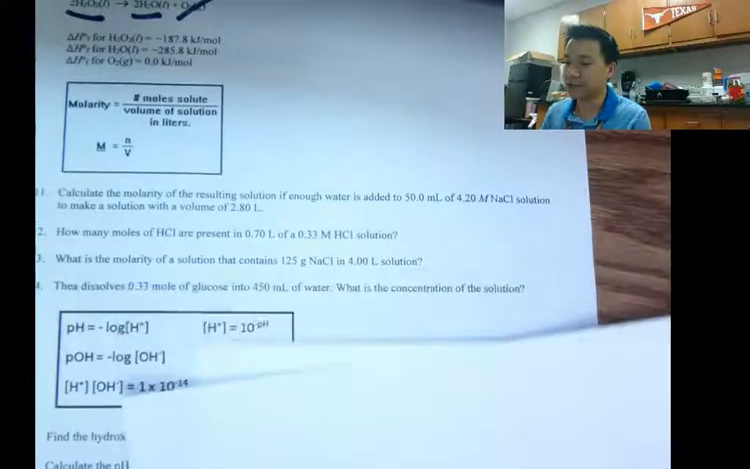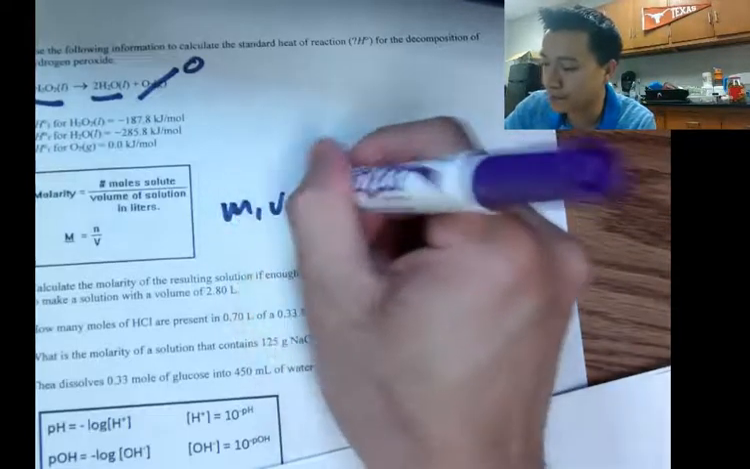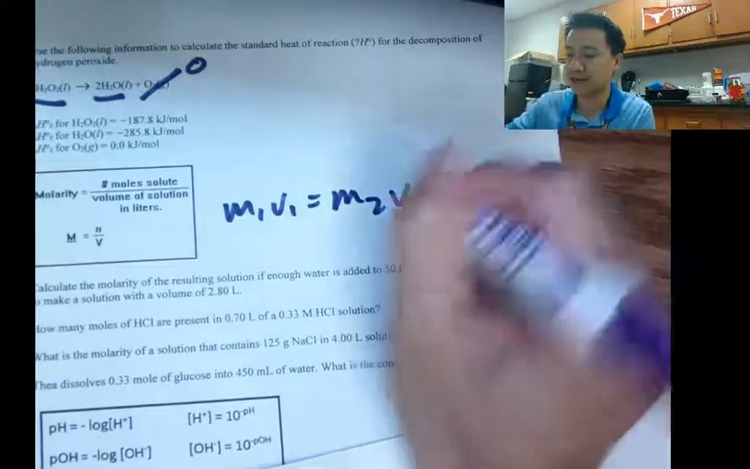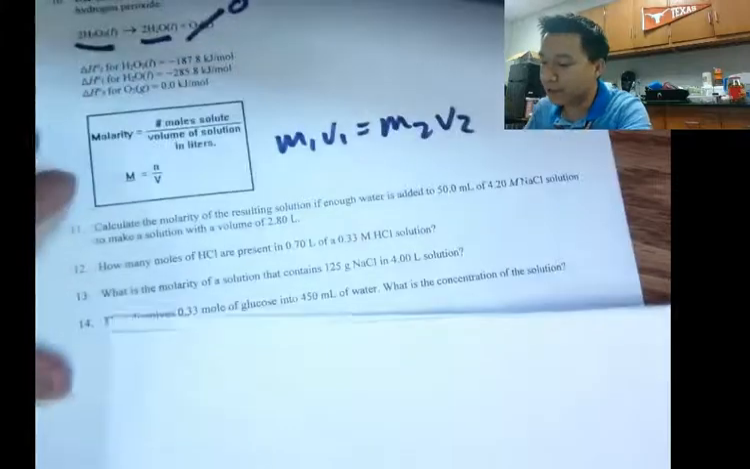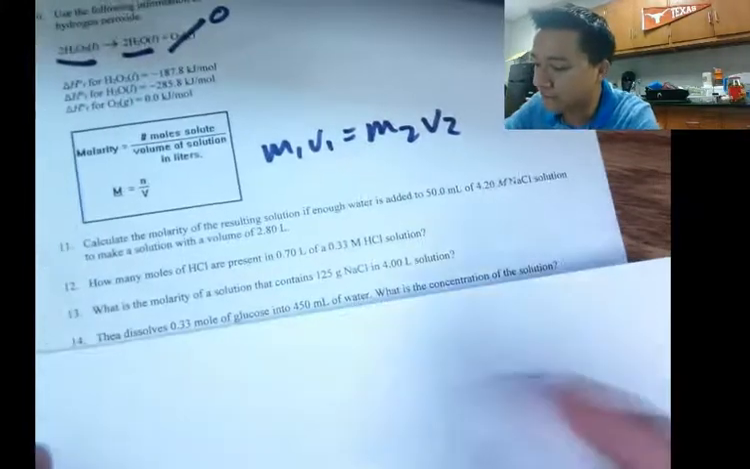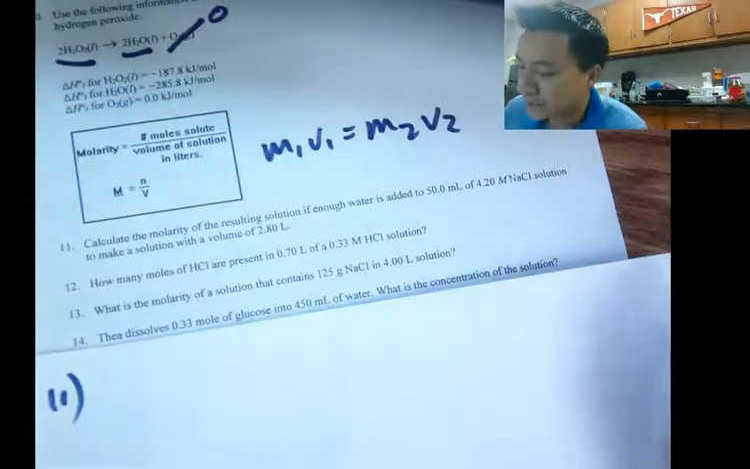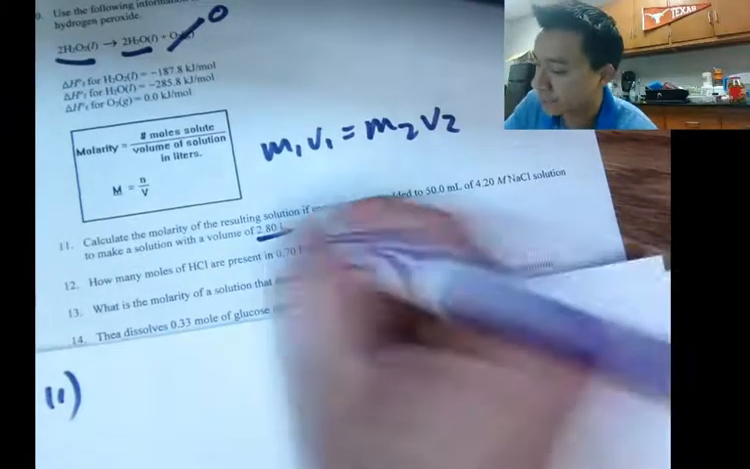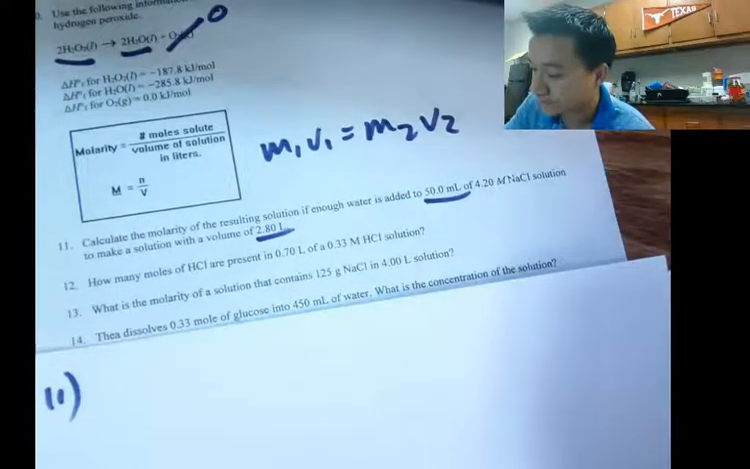Molarity and dilution here. There should be another equation I forgot to put here. M1V1 equals M2V2. That's a dilution equation. Calculate the molarity of the resulting solution if enough water is added to 50 milliliter solution to make a solution with this much volume. So you're changing that much to that much.